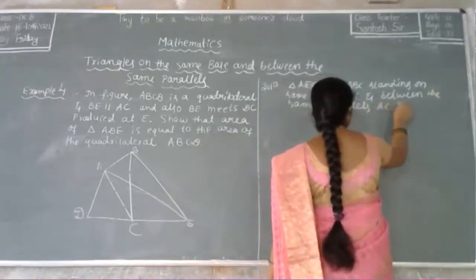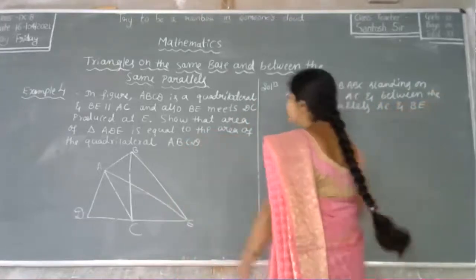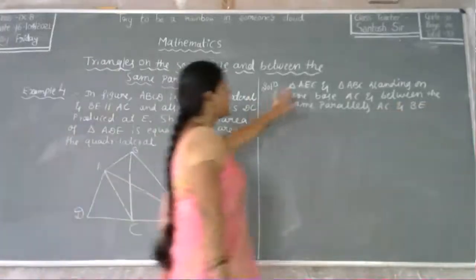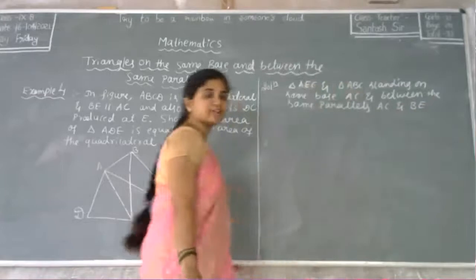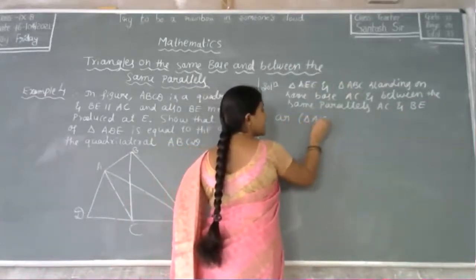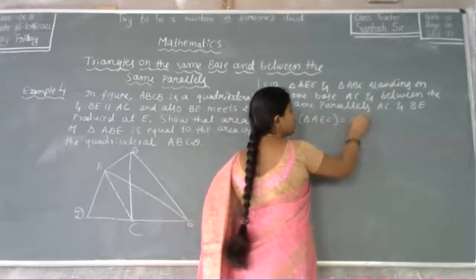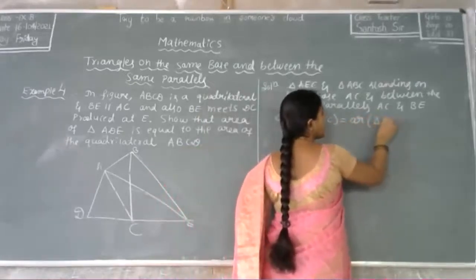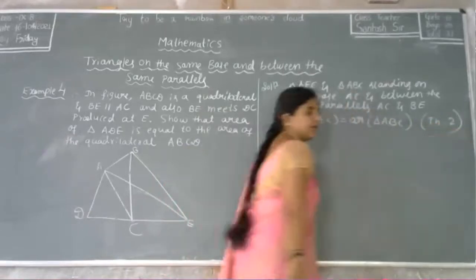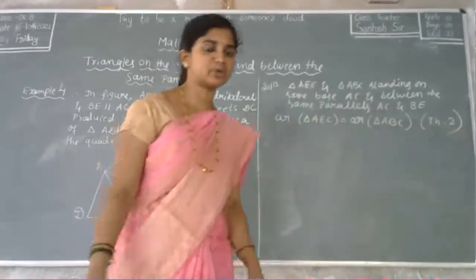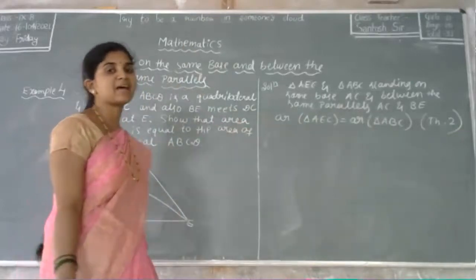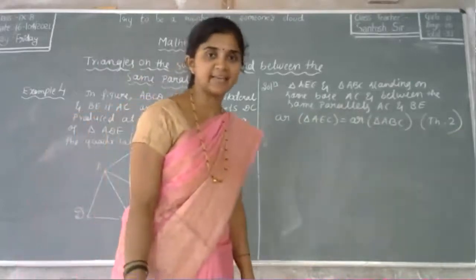It is given, no? AC parallel to BE is given. So we took these two triangles. Now what we can say, area of triangle AEC is equal to area of triangle ABC according to theorem 2. So you have to write the statement of theorem 2: two triangles standing on the same base between the same parallels, then they are equal in area.